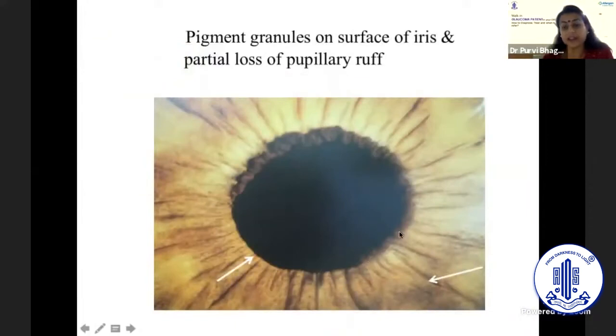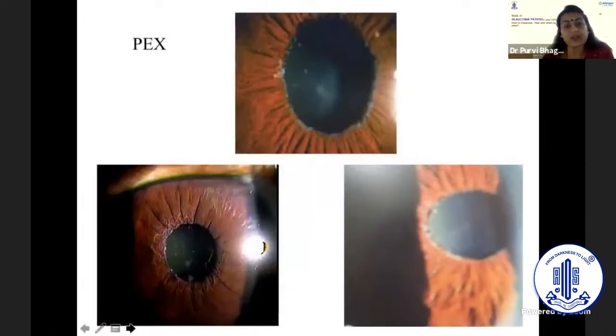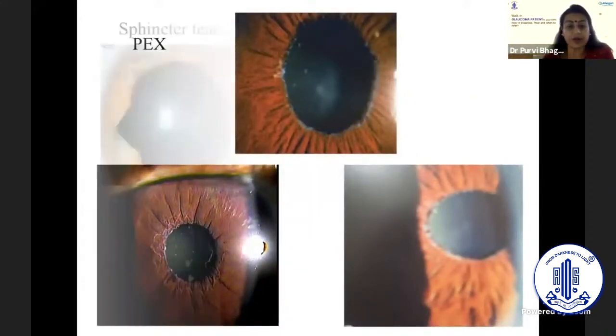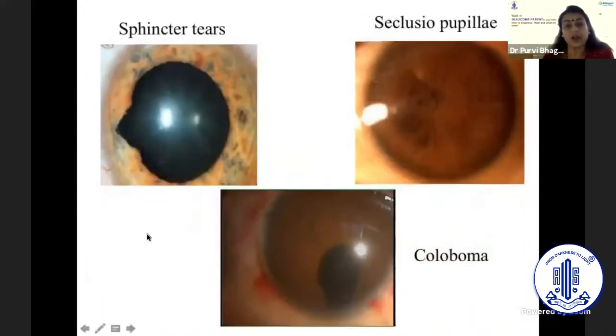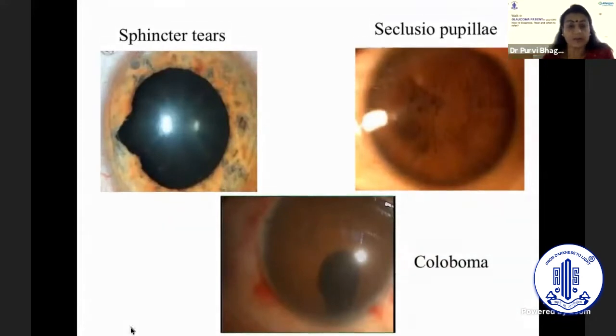Again, another case you can see here, the pupillary ruff is there in the rest of the portion, but here the margin has become very smooth. So these subtle signs will lead you to the diagnosis. Again, pseudoexfoliation, you can see the dandruff-like material lying at the pupillary border and on the anterior lens capsule. You can see sphincter tears, colobomas, and seclusio pupillae also.